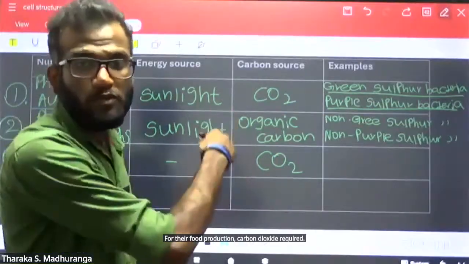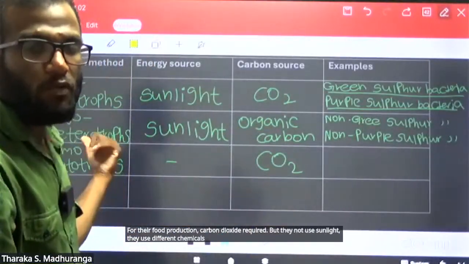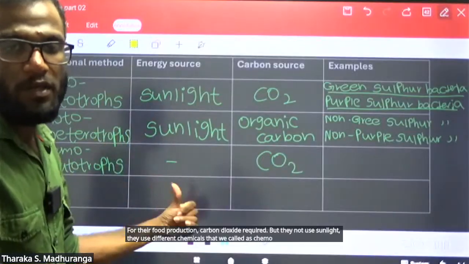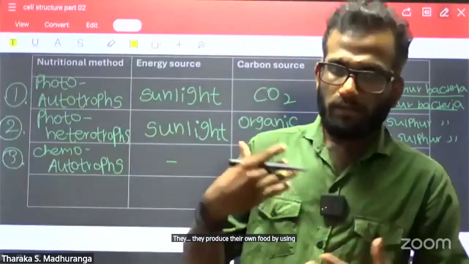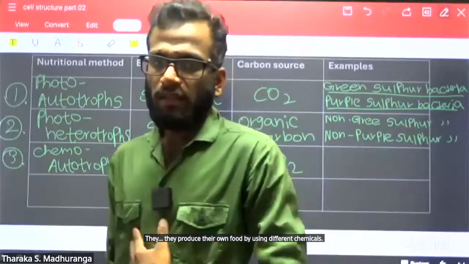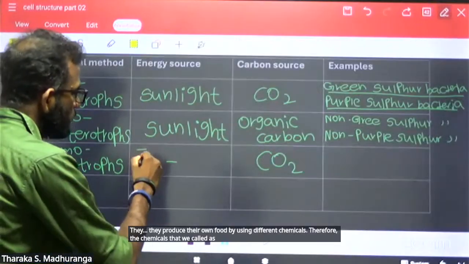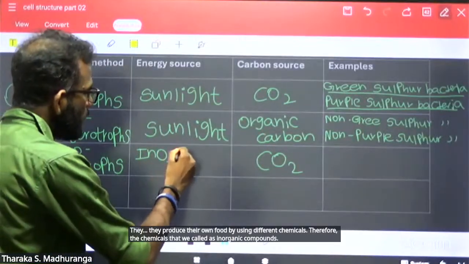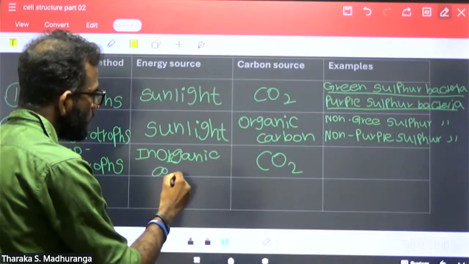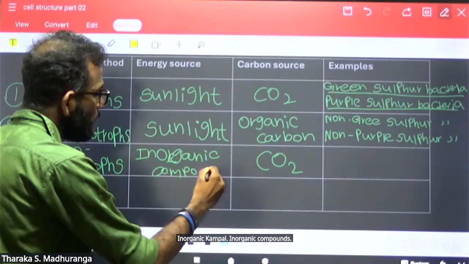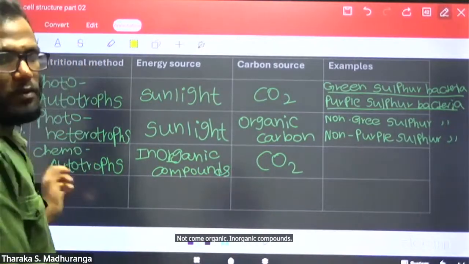But they do not use sunlight. They use different chemicals, that is why we call them chemoautotrophs. They produce their own food by using different chemicals, which are inorganic compounds. Not organic, inorganic compounds.